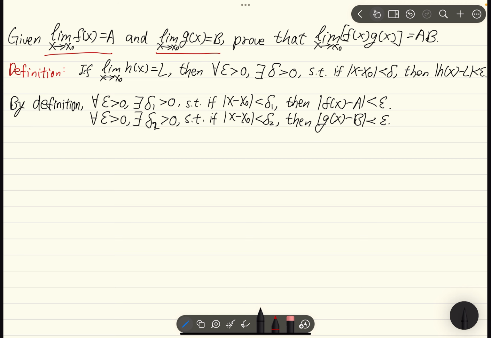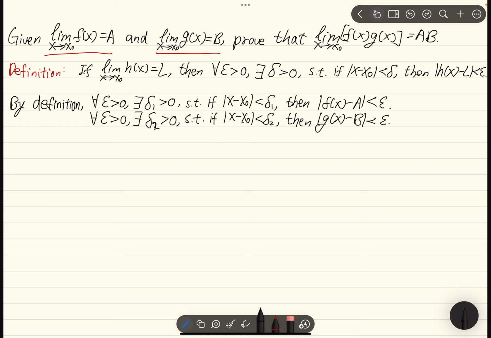So why do we have delta 1 here and then delta 2 here? Because delta 1 and delta 2 can be completely different things. And this is what we're trying to find in problems. We're trying to find the delta 1 and the delta 2 and maybe some delta 3 or something like that, that makes this statement work out as well. Because f(x) and g(x) can be completely different functions.